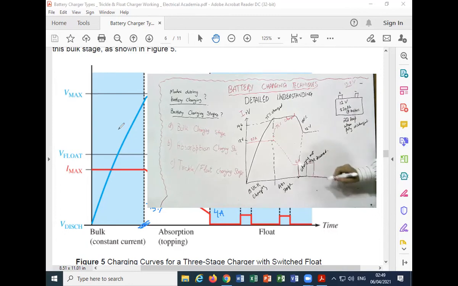In this way, what happens? This is known as the finishing stage. What happens is that the battery is perfectly charged up to perfection.